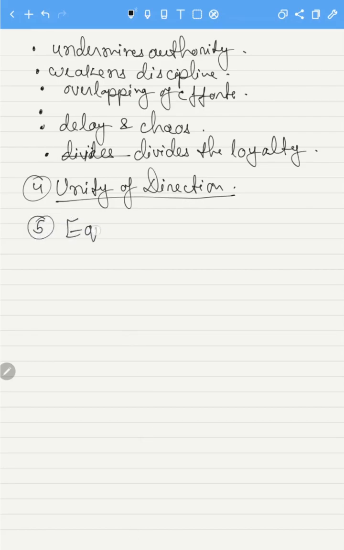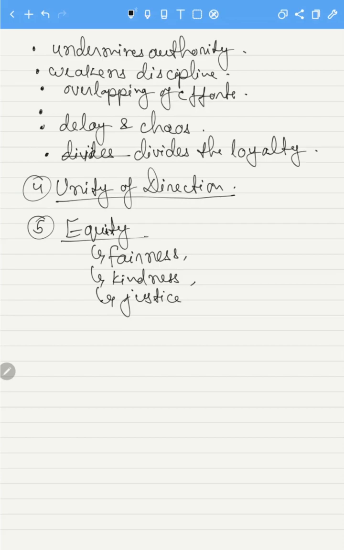Fifth principle says about equity. Equity means combination of fairness, kindness and justice along with control. It implies that managers should be fair and impartial while dealing with the subordinates and give similar treatment to people at same level. They should not discriminate with respect to age, caste, sex, religion, relations, etc. Fayol was of opinion that at times force and harshness might become necessary for the sake of equity.